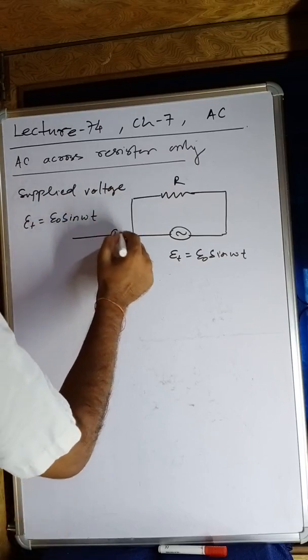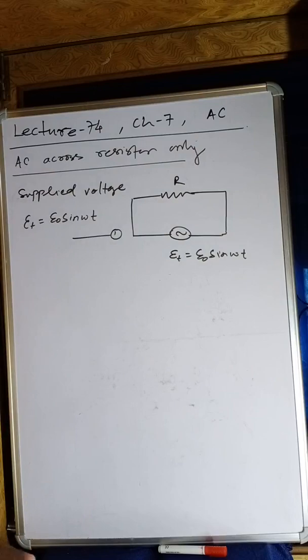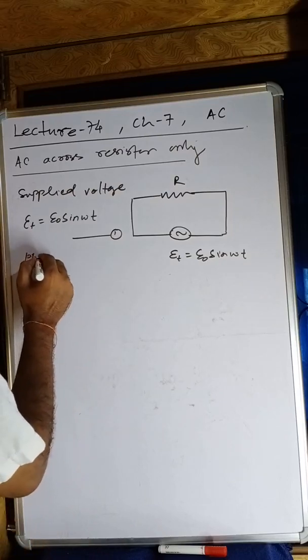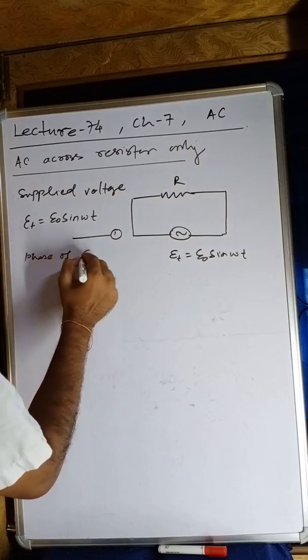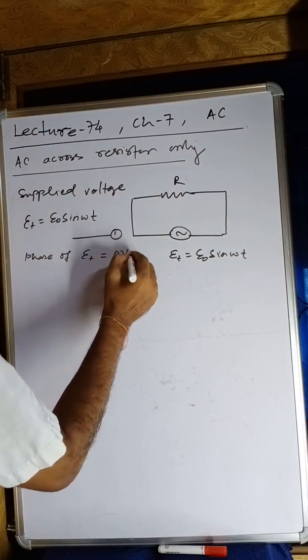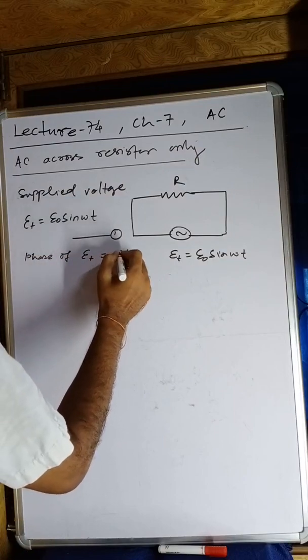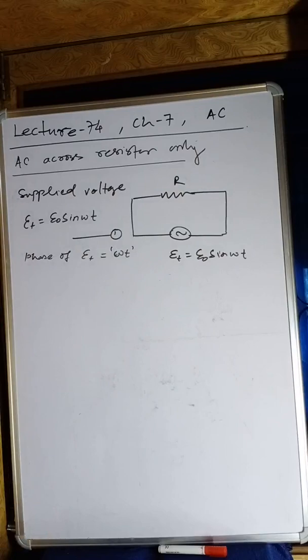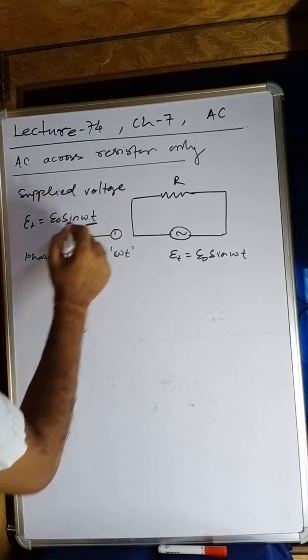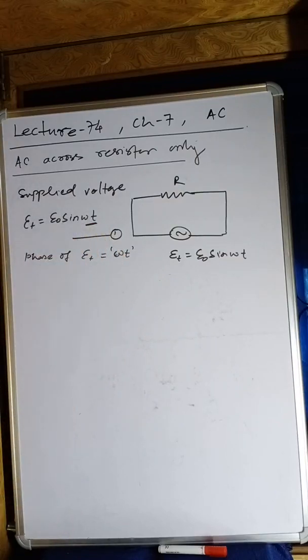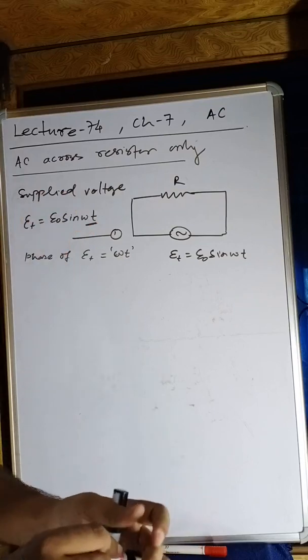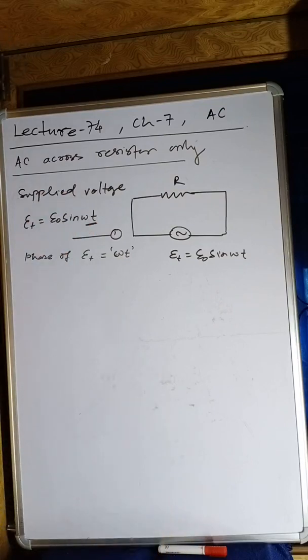If you remember, my dear students, in standard 11th you have studied about the phase. Could you find the phase of this E(t)? Yes, here the phase of E(t) is omega t. I hope you understand. I hope you remember. This is the phase. We will discuss the phase later on, but try to understand here how to find the output current.